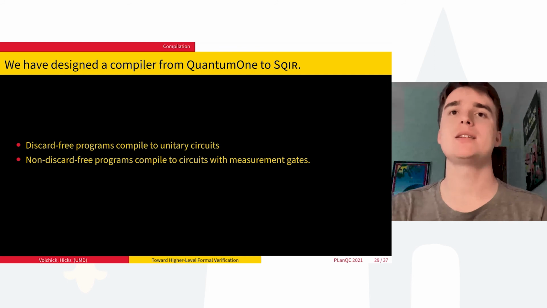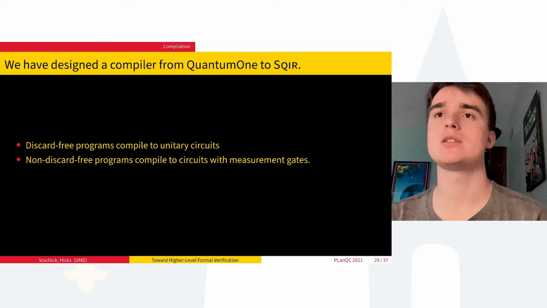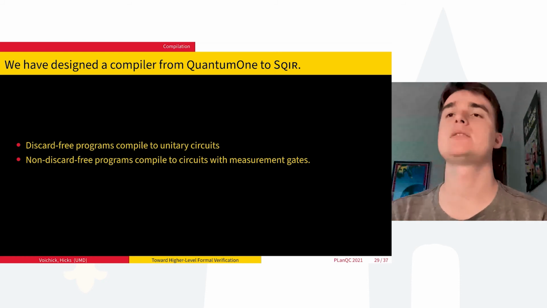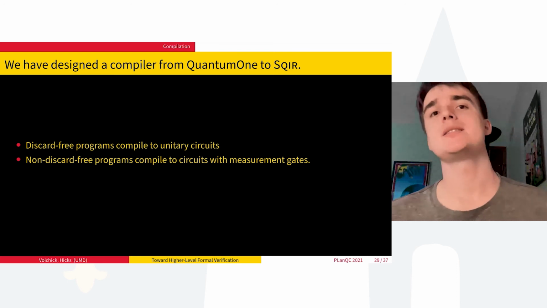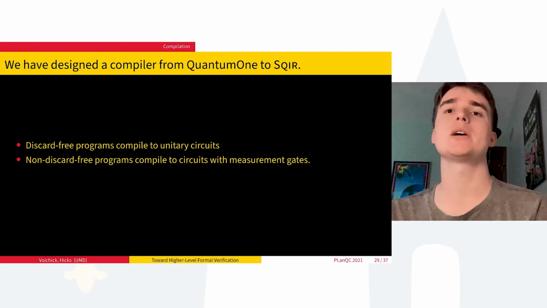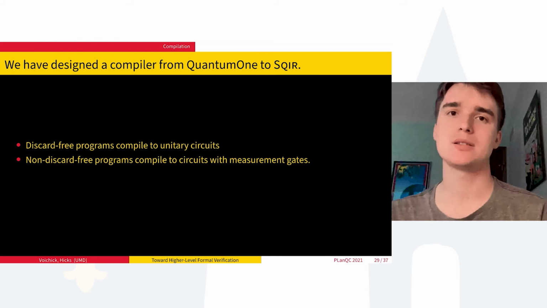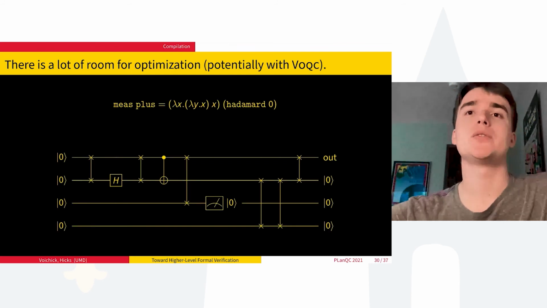So we have designed a compiler from Quantum 1 to Squire. Squire is a small quantum intermediate representation. It's designed for describing quantum circuits. Our compiler is designed so that discard-free programs compile to unitary circuits, while non-discard-free programs compile to circuits with measurement gates. If we look at the output of our compiler, it becomes clear that there's a lot of room for optimization.